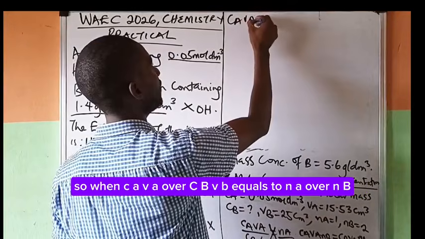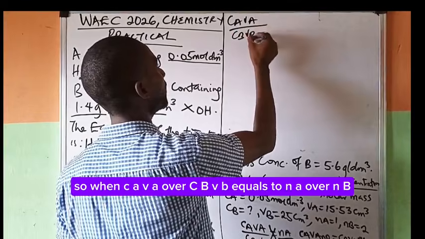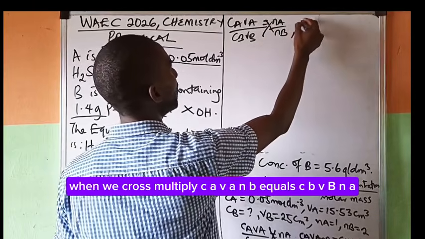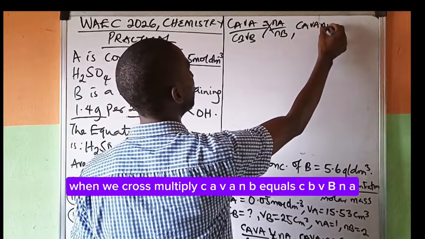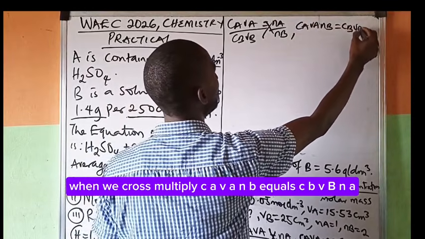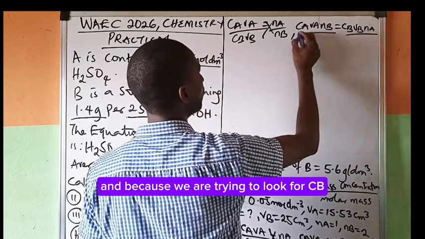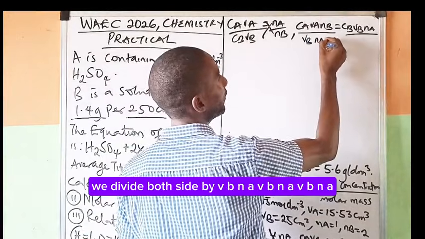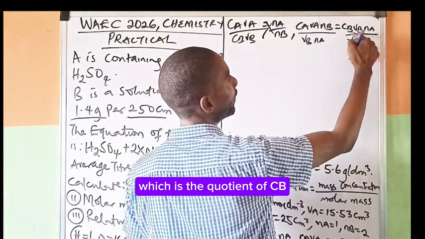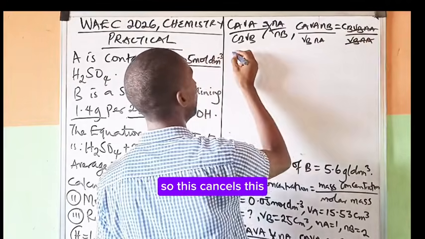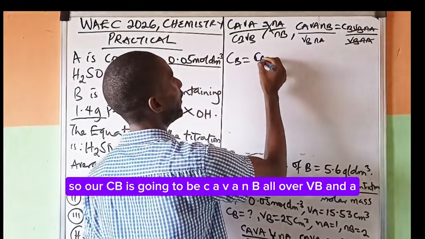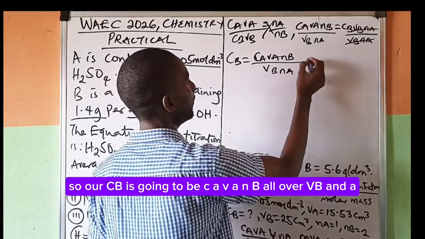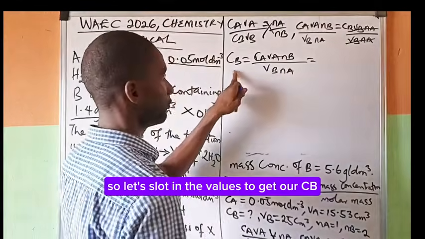So when CAVA over CBVB equals Na over Nb, when we cross multiply, CAVANB equals CBVBNA. Because we are trying to look for CB, we divide both sides by VBNA, which is the coefficient of CB. So this cancels this. Our CB is going to be CAVANB all over VBNA. So let's slot in the values to get our CB.